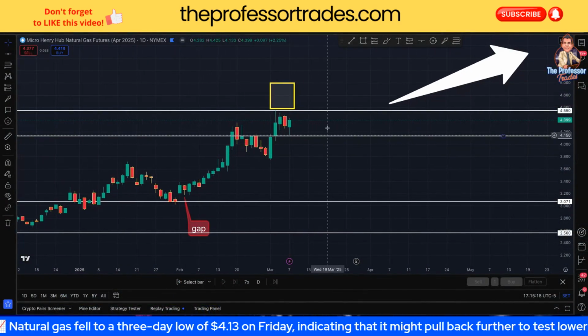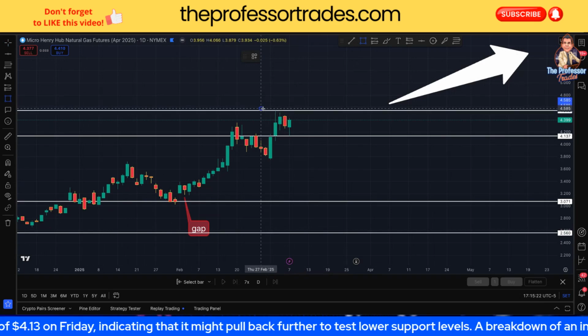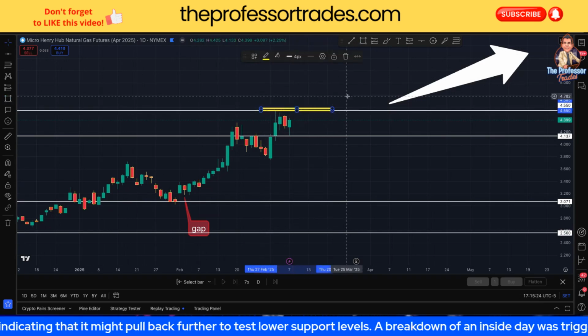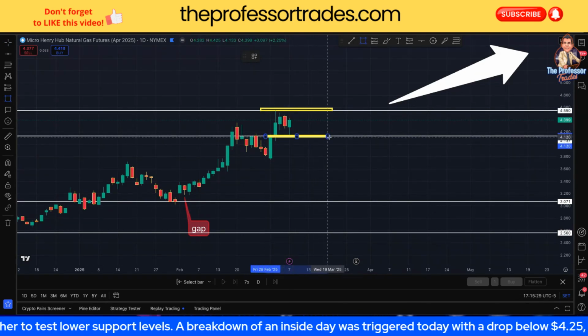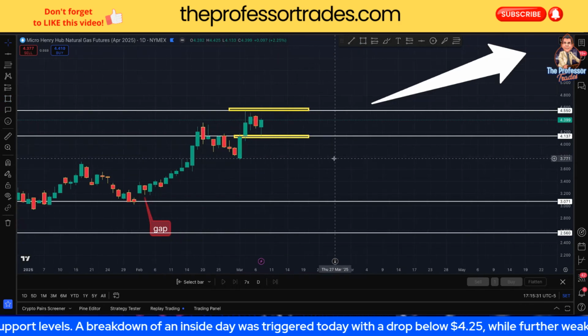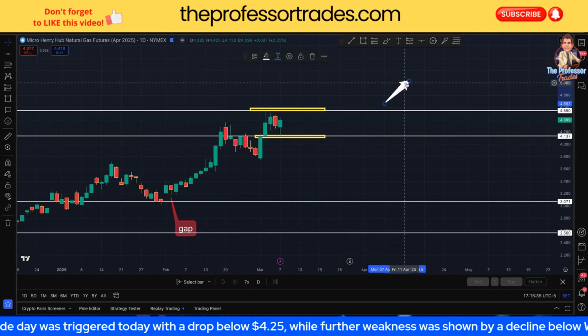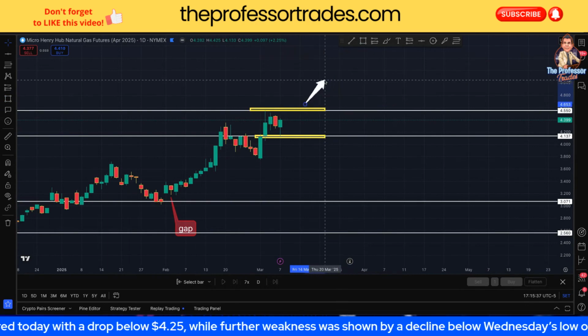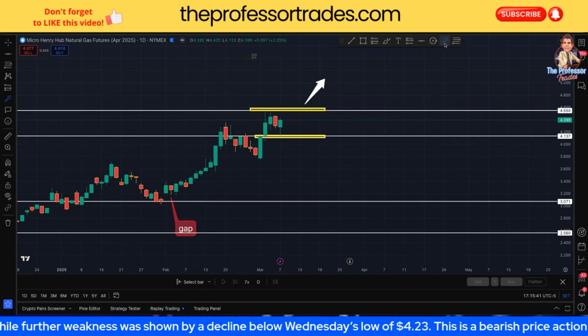But on a technical analysis, we are going to be sitting on a couple of levels right here. Number one is we are going to be sitting on that level to the top side, and we are going to be sitting on this level to the bottom side. Again, if we do see price close above this level, we can probably stay bullish on natural gas, and vice versa.